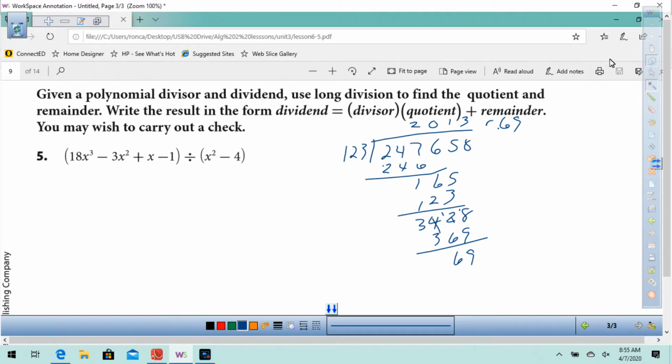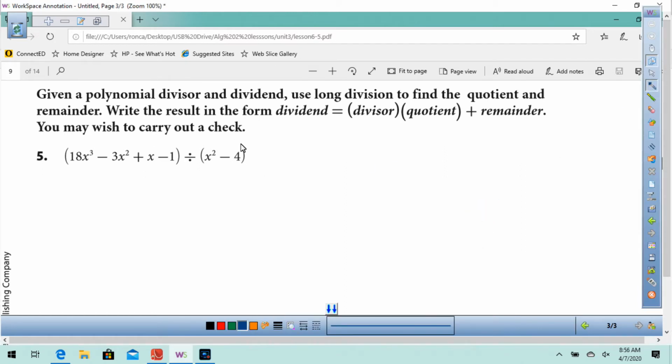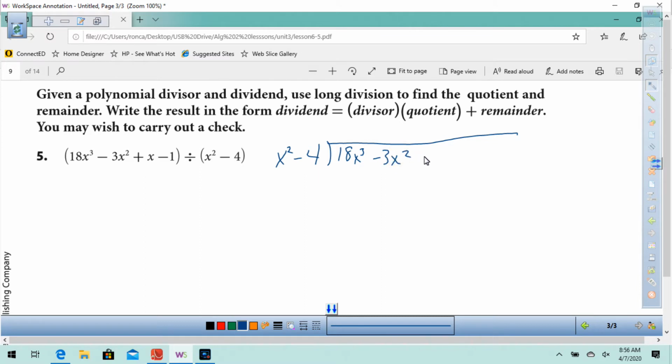Well, we're going to do that now with polynomials. That's right. This is going to be fun. You're going to like this. This is good stuff. All right. So what do we got? We got x squared minus 4 dividing into 18x cubed minus 3x squared plus x minus 1.